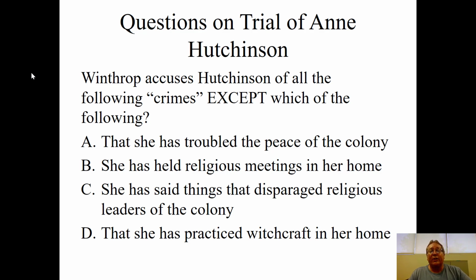She also disparaged the leaders of the colony, both secular and religious. In this case, John Winthrop. She said bad things about him. She said he was stupid, that he wasn't doing things right. He took umbrage at that and decided to put her on trial.